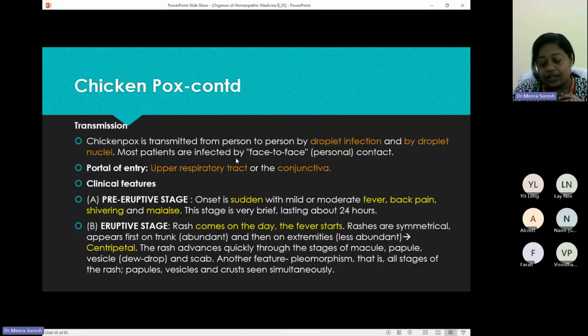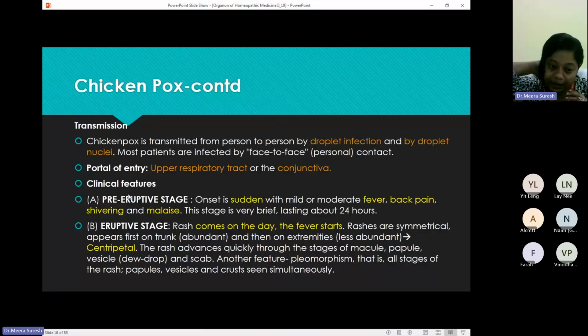It also means that it is rapidly spreading, easily transmissible from one person to another. Most patients are infected by face to face or personal contact. Portal of entry is the upper respiratory tract or the conjunctiva.